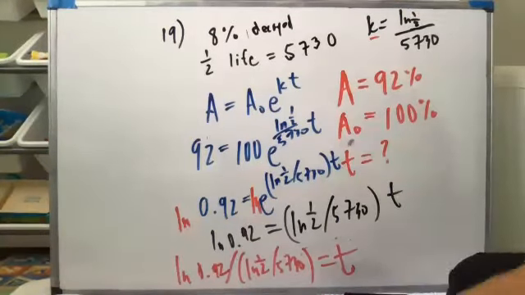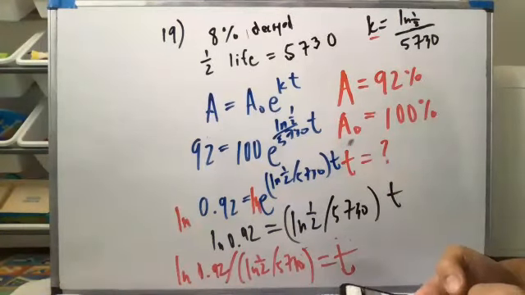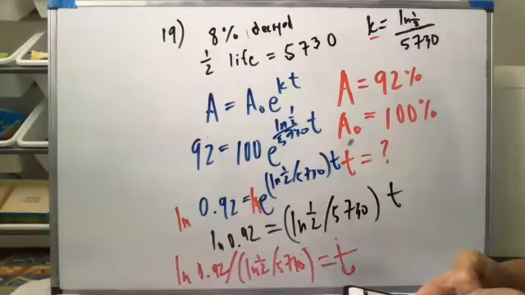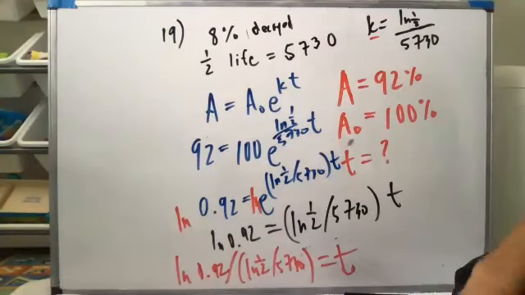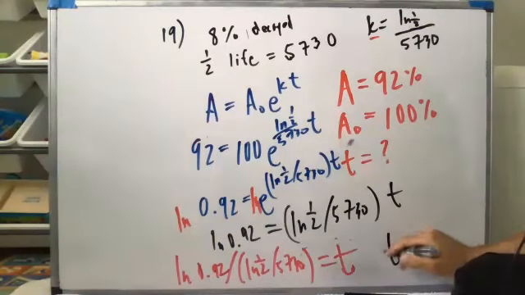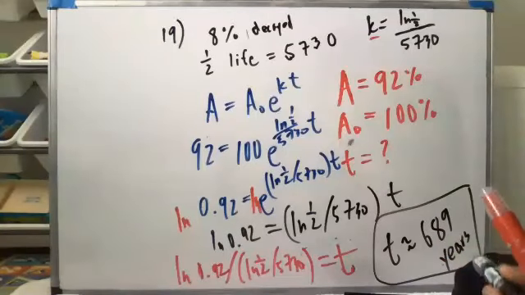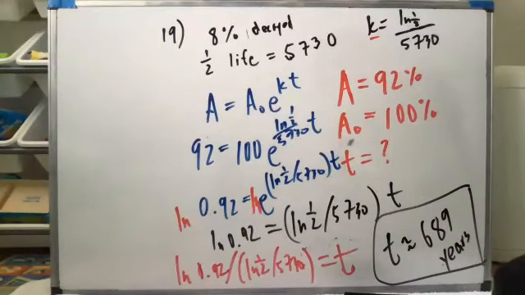Then we just plug that into the calculator. ln of 0.92 divided by, in parentheses, ln of 1/2 divided by 5,730. And I get t is roughly 689 years. Does that match what it says? I think it does, yeah.